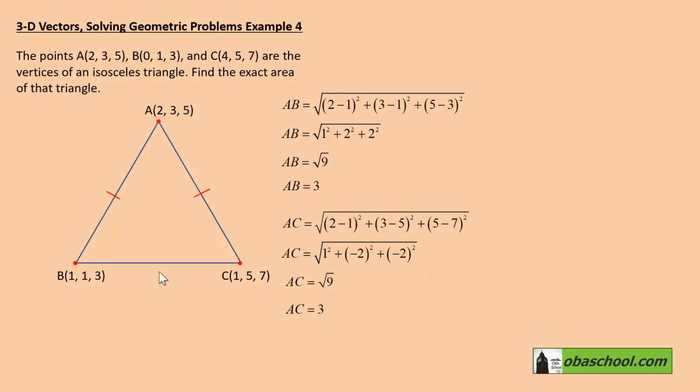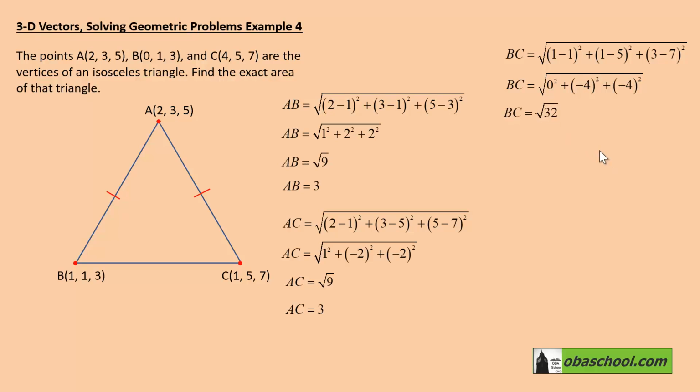So we're going to need the length of BC because that's going to be the base of the triangle when we work out the area. So we have 1 take away 1, 1 take away 5 and 3 take away 7, which is 0 squared plus negative 4 squared plus negative 4 squared, which is 32. And so BC is 4 root 2.